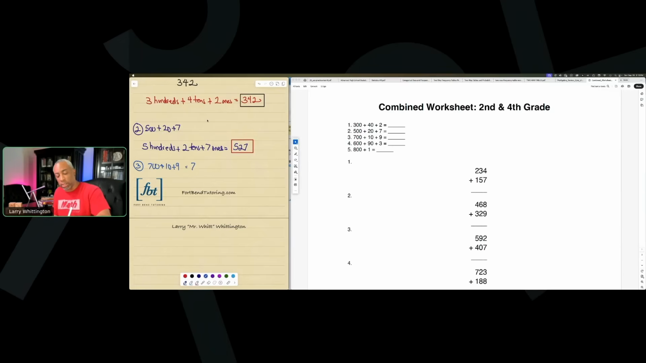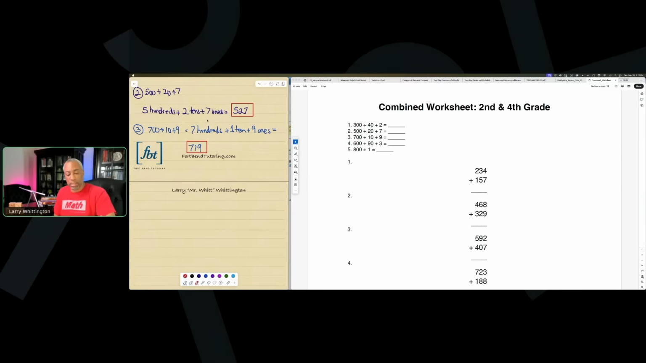Moving on from there, you have problem number 3 with 700 plus 10 plus 9. Once again, let's say that this is 7 hundreds plus 1 ten plus 9 ones. And what is that going to give us as a result? 719. 719 as a result for their problem. That's problem number 3, guys.